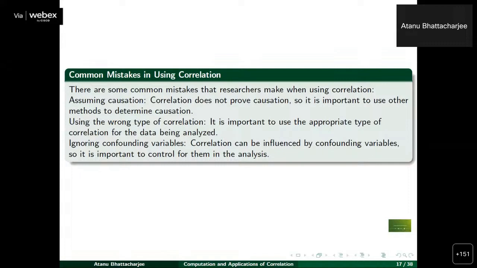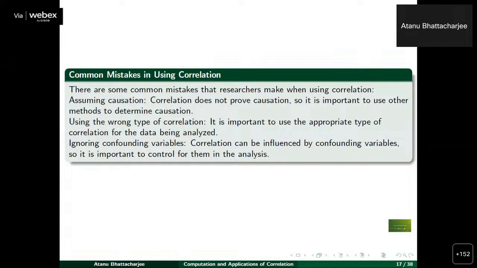There are some common mistakes researchers always make with correlation coefficients. One is a fundamental assumption mistake: always assuming that one variable is causing the other. No, it can't give you the entire picture of the causal relationship between the two variables. I repeat, it never gives you that causal relationship. A correlation coefficient does not prove causation. It is important to use other methods to determine causation.